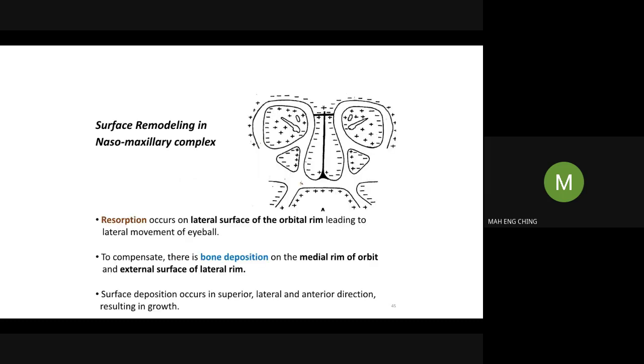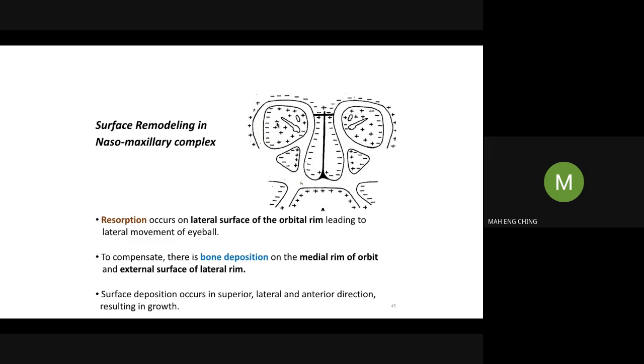So, surface remodeling in the nasomaxillary complex: the nose, the eye, and the palate. Resorption occurs on the lateral surface of the orbital rim, leading to lateral movement of the eyeball. So the eyeball will go a bit wider with time because of the resorption of the lateral surface. To compensate for this, there's bone deposition on the medial rim of the orbit and the external surface of the lateral rim. This plus and minus must be in balance.